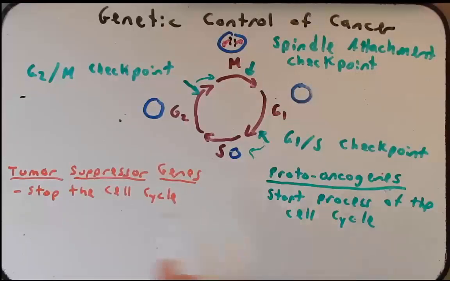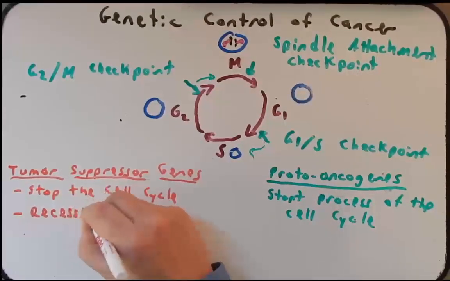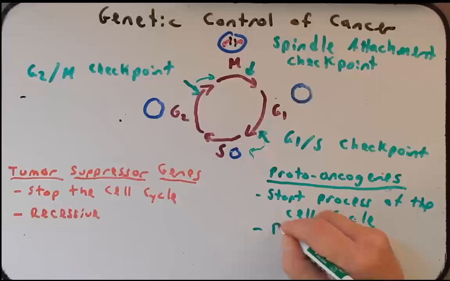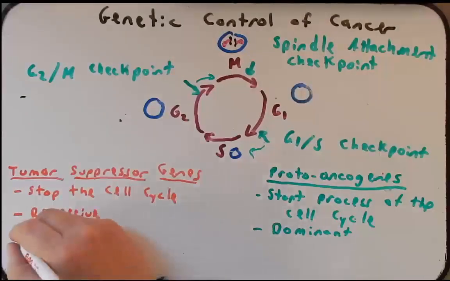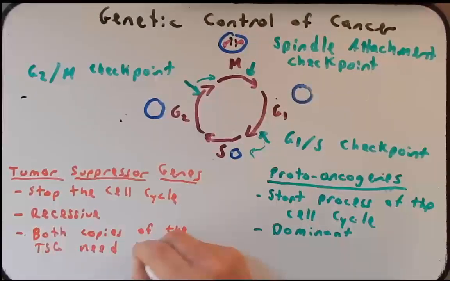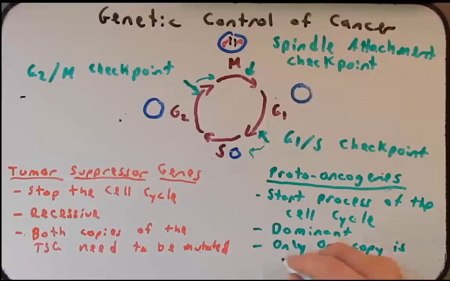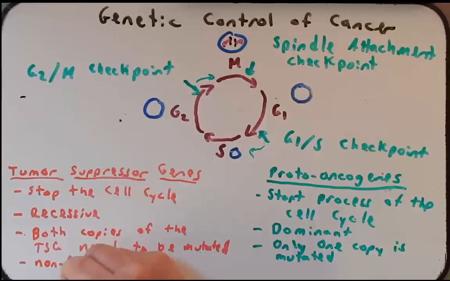Now, something else that is characteristic of these two classes of genes is that tumor suppressor genes typically behave as if they are recessive, and proto-oncogenes typically behave as if they are dominant. And I'll talk about this. The tumor suppressor genes, typically both copies of the tumor suppressor gene need to be mutated. With proto-oncogenes, typically only one copy is mutated. These mutations for tumor suppressor genes are typically non-functional. So what I mean is that when both of these copies are mutated, the mutation is that the protein is no longer functional. Proto-oncogenes, when they become mutated, are not typically non-functional. They're typically overactive.